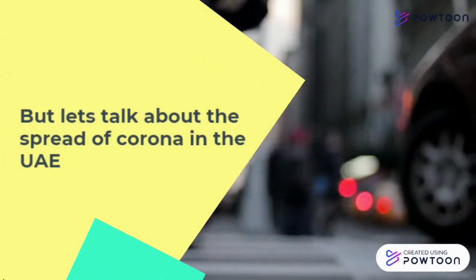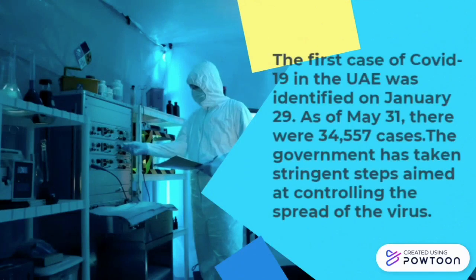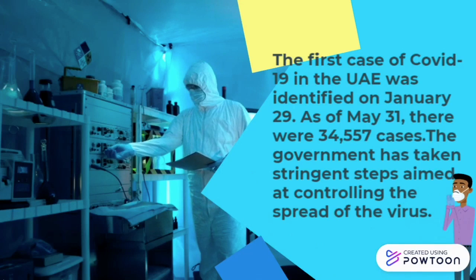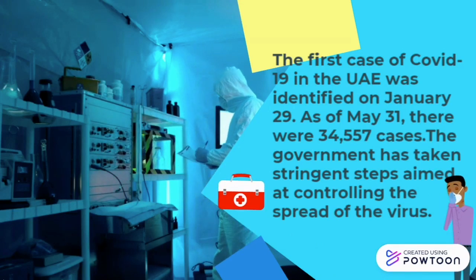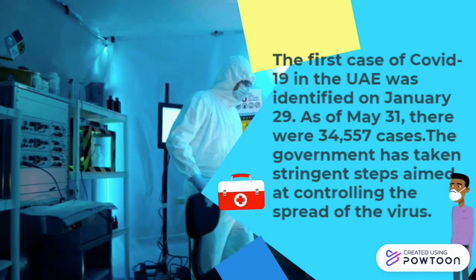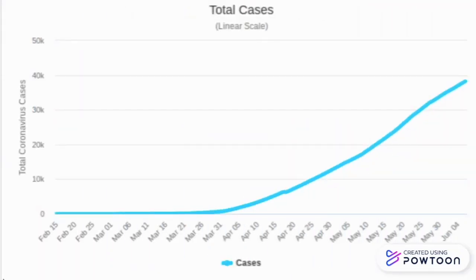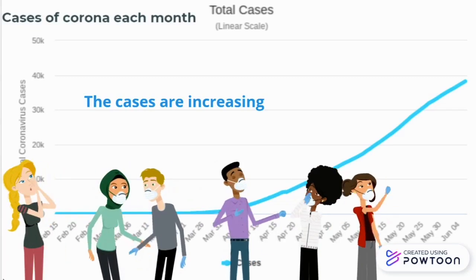But let's talk about the spread of corona in the UAE. The first case of COVID-19 in the UAE was identified on January 29. As of May 31, there were 34,557 cases. The government has taken stringent steps aimed at controlling the spread of the virus. It's shown in this graph, the total corona cases that are increasing each month. At first there were few corona cases, but then it starts growing.